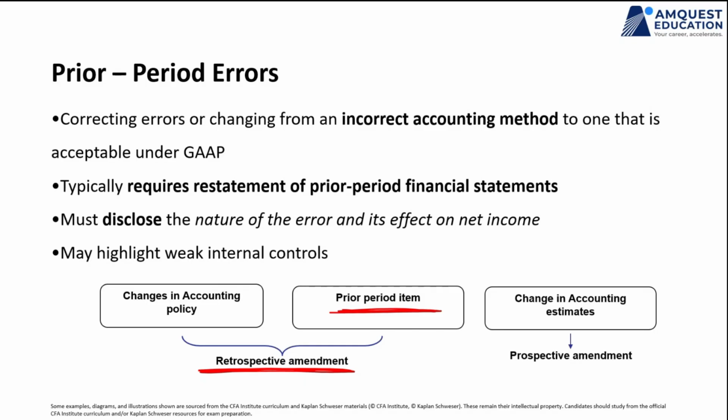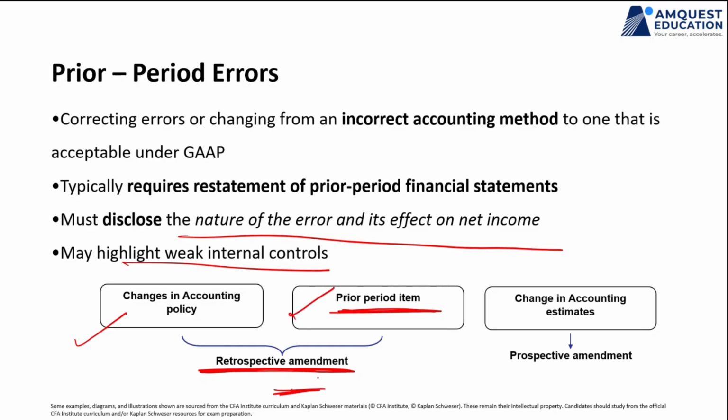You should disclose the nature of the error and its effect on net income. And you can highlight why the error happened, what was the weak internal control process which led to an error on the financial statement. So the summary is accounting policies and prior period items are retrospective, which means old data has to be changed. And estimates are only prospective, which means only new forward looking data has to be changed.